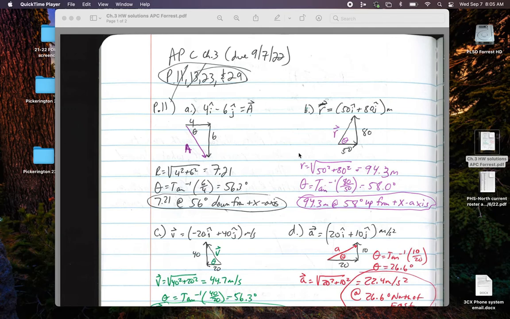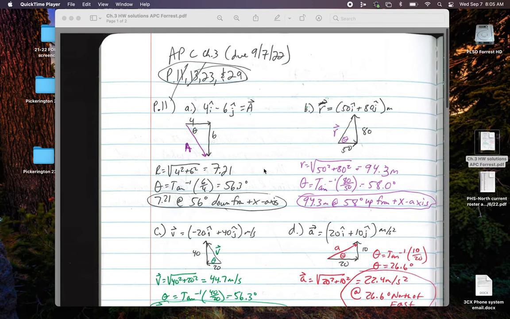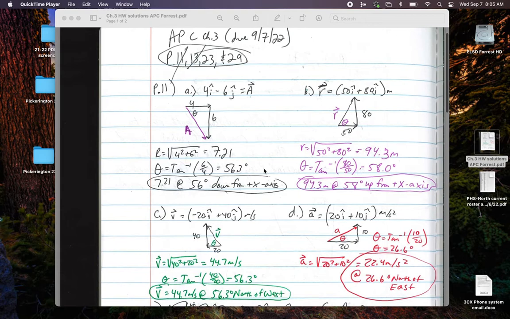Welcome to the screencast for the Chapter 3 homework. There are 4 problems, but the first one involves several parts. This is due on September 7th. Basically, it deals with vectors and unit vectors and angles and things like that. I try to give things in a variety of different formats.